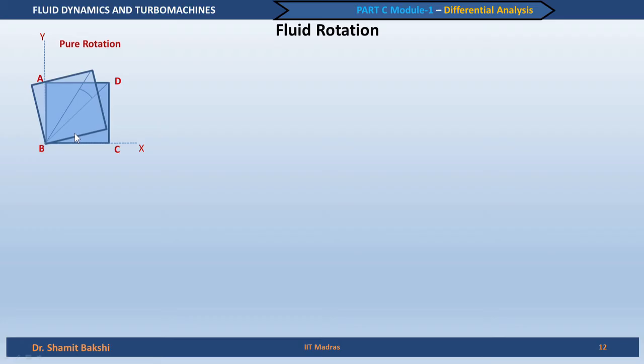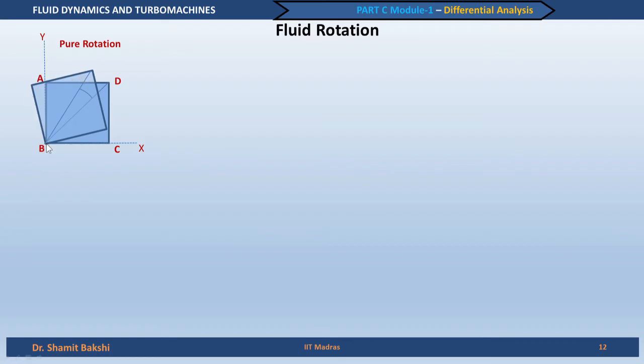It was square shaped before and now also it is square in shape, and the size also has not changed. So, neither the shape nor the size of the element has changed. What has happened at time t plus delta t, that is at a time delta t after the first position of the fluid element, is that it has rotated about the z axis. So, this element has rotated about the z axis.